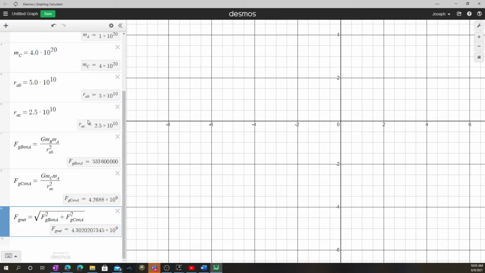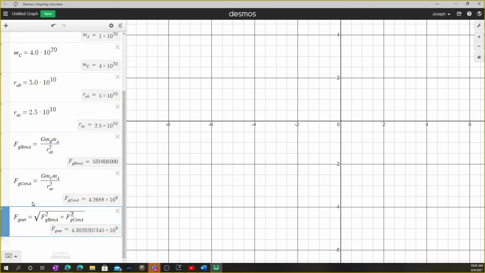And there we go. So the net force is 4.3 times 10 to the 9 newtons. And so we can plug that in.